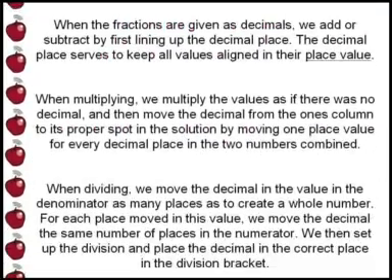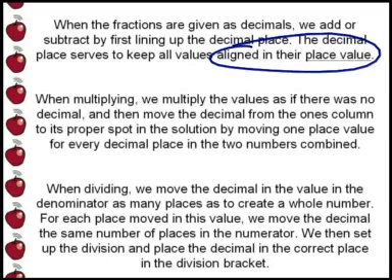When the fractions are given as decimals, we add or subtract by first lining up the decimal place. The decimal place serves to keep all values aligned in their place values. So if you know how to do vertical subtraction or addition, you simply do exactly the same when you've got decimal fractions. Just remember to align them with the comma as the reference point. That's all it is, because the comma keeps the values aligned in their place values. So that's very important. Just keep them aligned, and then do your normal carrying over or borrowing as you would have done in normal numbers that you added or subtracted vertically. Just keep the comma in place.